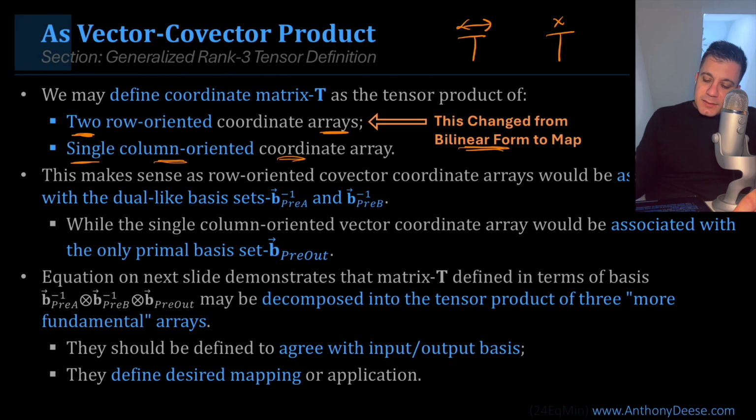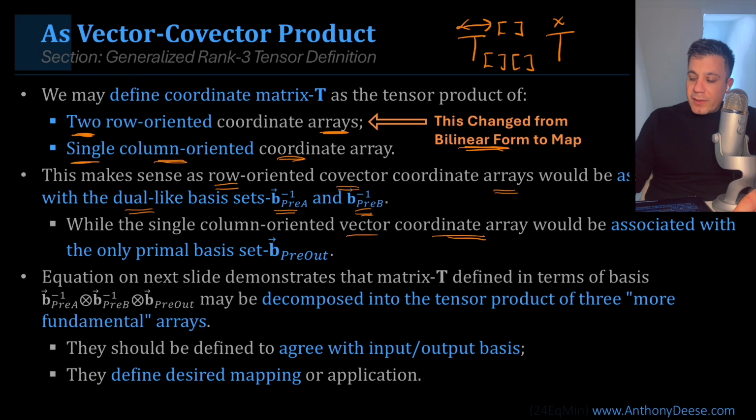So this makes sense because row-oriented covector coordinate arrays would be associated with the dual-like basis sets B pre-A and B pre-B. So it makes sense. We have two of those input basis sets, and as such, we have two row-oriented covector coordinate arrays. We have two subscript indices. And we have only a single column-oriented vector coordinate array as an input, and that's associated with the single contravariant index that we have as a superscript.